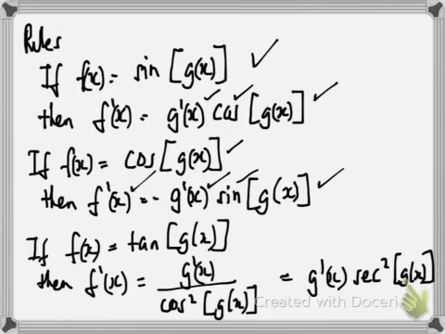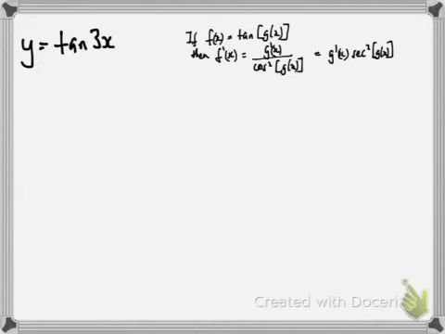Tan, it's a little bit trickier. There's two versions here. If f of x equals tan of a certain function, then the derivative is the derivative of that function, g dash of x, over cosine squared, same function. Or the derivative of the function, sec squared, the same function. Let's use them a bit more.